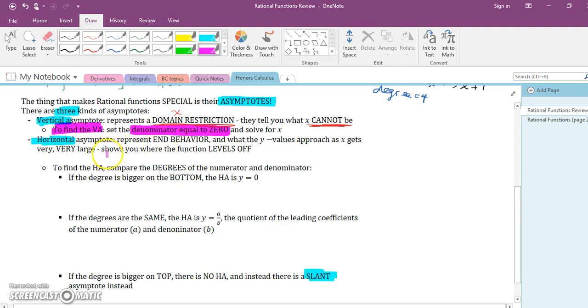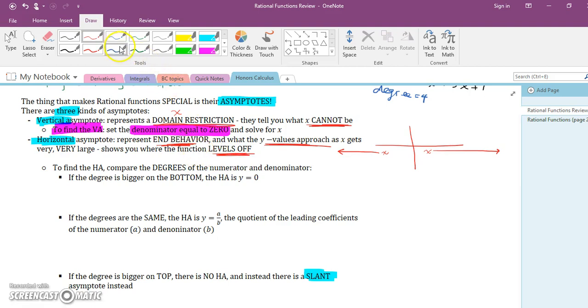The horizontal asymptote represents end behavior. Now, end behavior is basically what the y values approach as x gets very, very large. And let me clarify. It's as x gets very, very large positively, and as x gets very, very large negatively, in both directions. It shows you where the function levels off. And this idea of leveling off is key when it comes to graphing these and when it comes to limits.